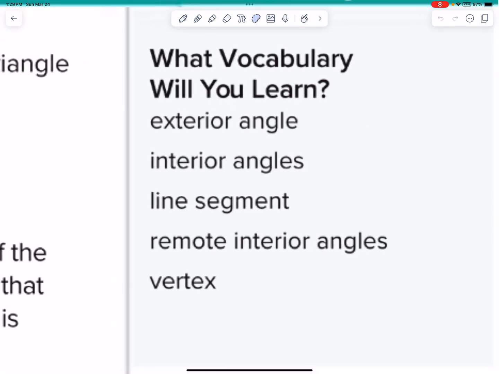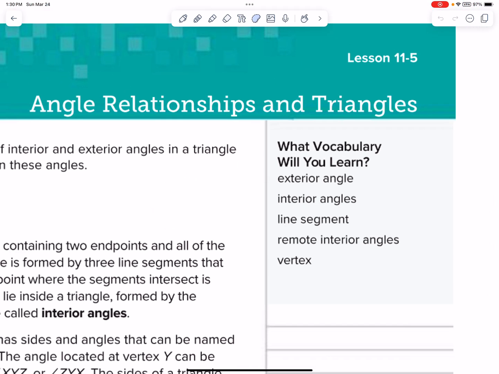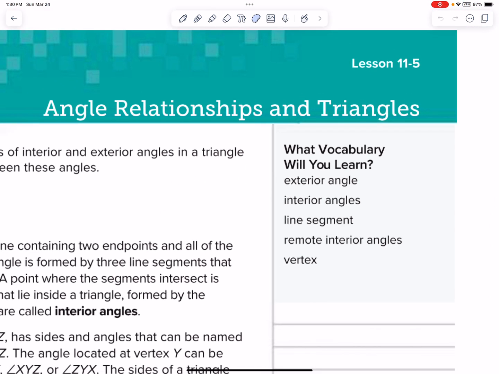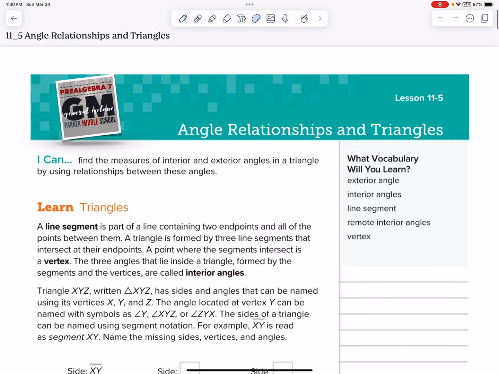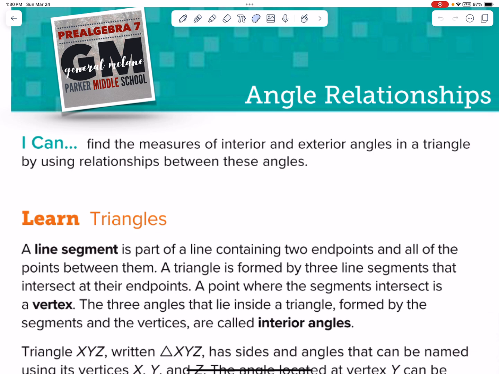So here's our vocabulary for this lesson. We're going to be focusing on interior and exterior angles, specifically looking at this understanding of the relationship between exterior angles and remote interior angles. So let's go ahead and jump right in and see what we're talking about here.